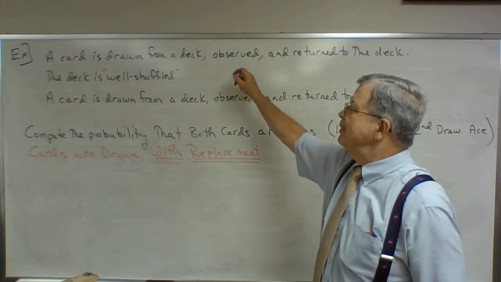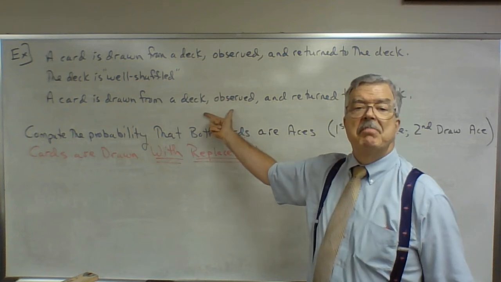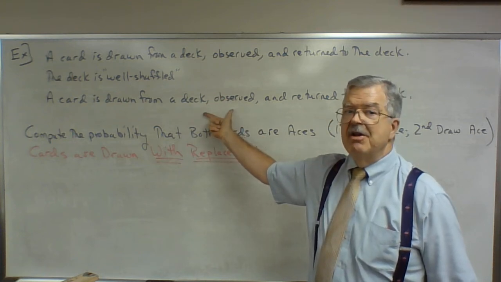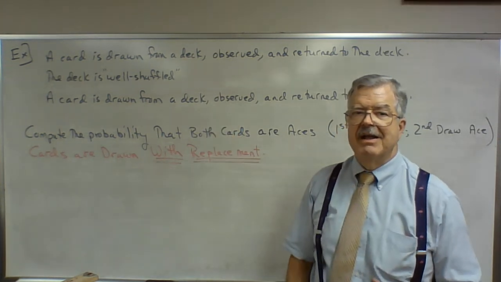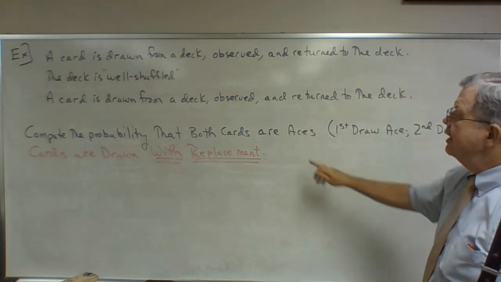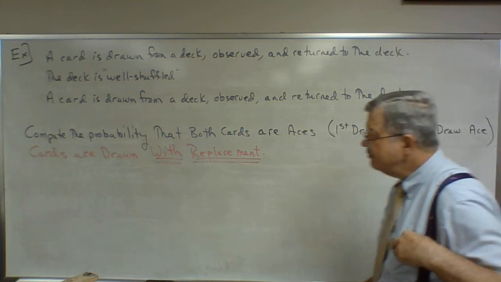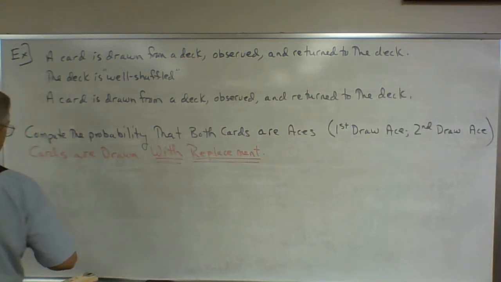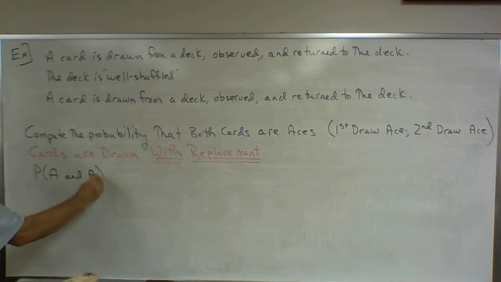Another way of saying this, we pick a card from a deck, we put it back, and we shuffle the deck. When we pick the second card, no card in the deck is more likely to be chosen than any other card in the deck. That's what well shuffled means. We want to compute the probability that both cards are aces. We want the probability of an ace on the first draw and an ace on the second draw.